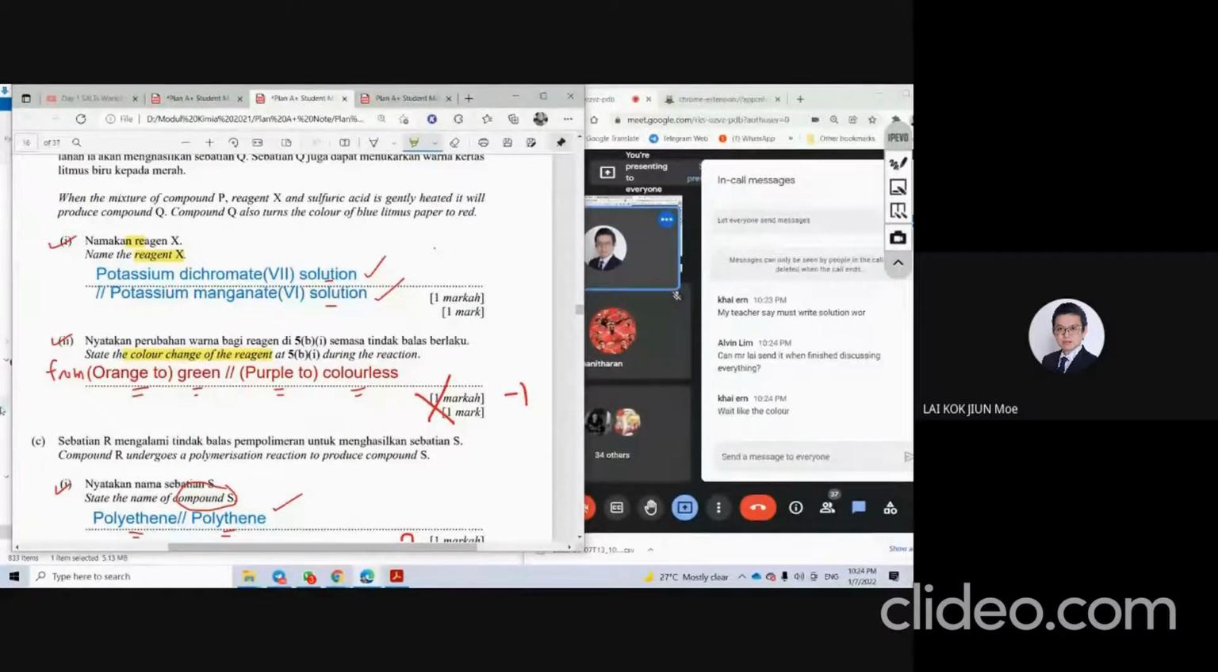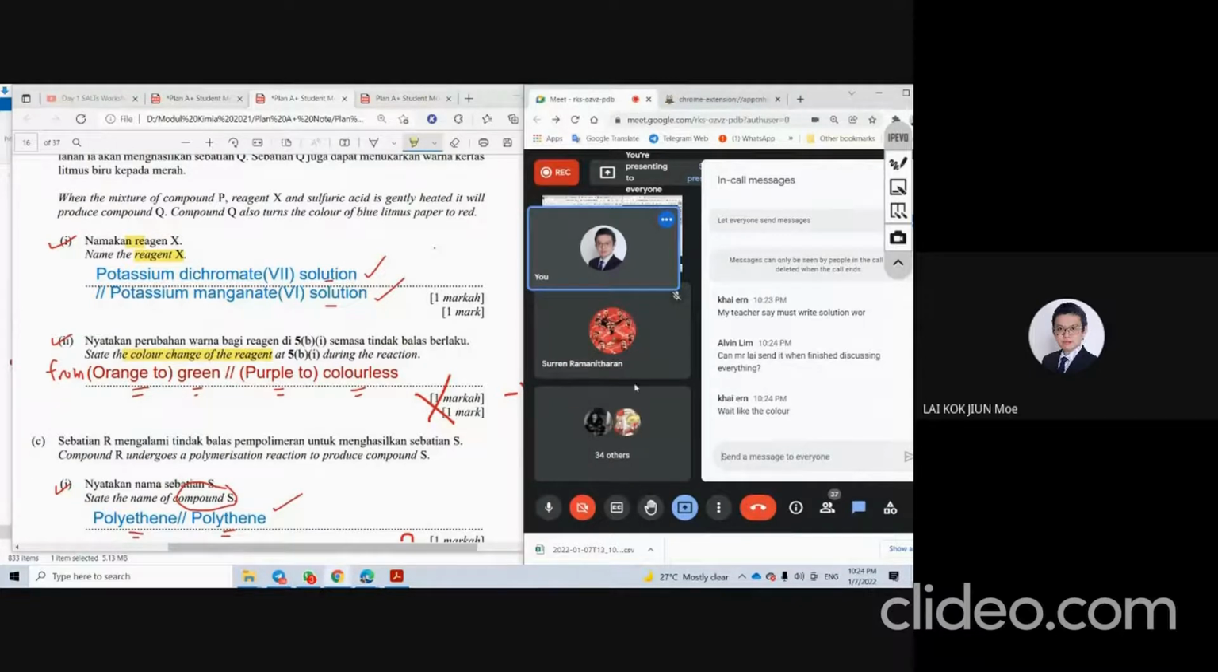If you want more detail, you can say potassium dichromate solution changes from orange to green. Then okay, no problem. You can make it a full sentence, no problem. But the question asking color change will focus on the orange to green, then it's okay. Still can get perfect marks here, no problem.